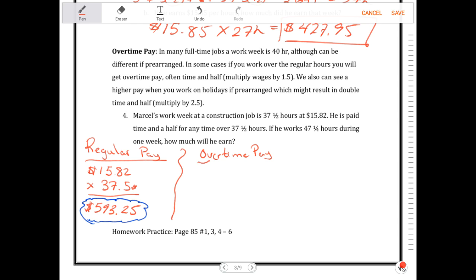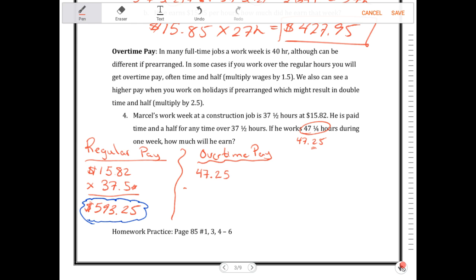When you look at overtime pay, the first thing you need to do is figure out how many hours we did, how many hours was our overtime. So if you look at this, it says if he works 47 and 1/4 hours during 1 week. So his total hours was 47, and now I'm going to change this. 47 and 1/4 is 47.25. 1/4, this is the decimal version of 1/4. So 47.25, that was the total.